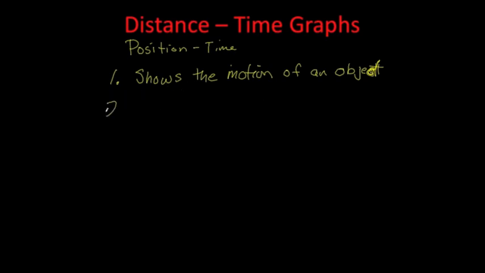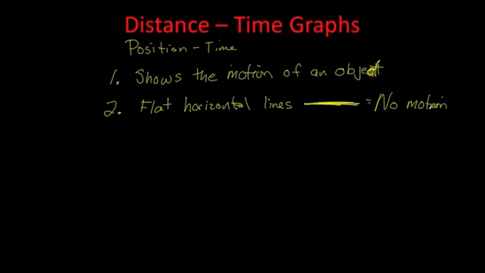Now, you're going to see several different types of lines on a distance time graph, and each one is telling you something very distinct. A flat horizontal line is going to tell you that the object is not moving. So flat horizontal lines indicate no motion. The object is standing still, not moving.